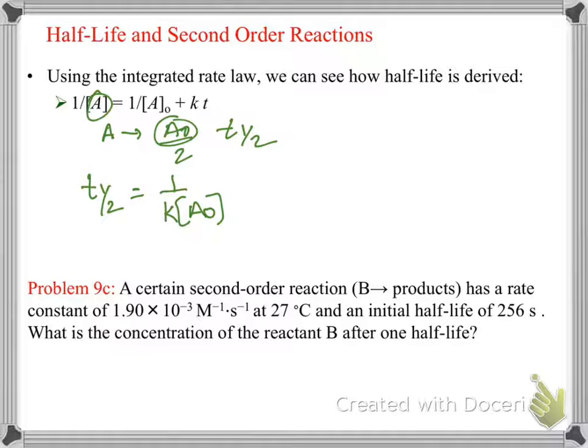Now look at this problem. A certain second order reaction has a rate constant of 1.90 times 10 to the negative third and initial half-life of 256 seconds. So the question is, what is the concentration after one half-life? After one half-life means when the concentration is half of what we started with. So how do you do this question?